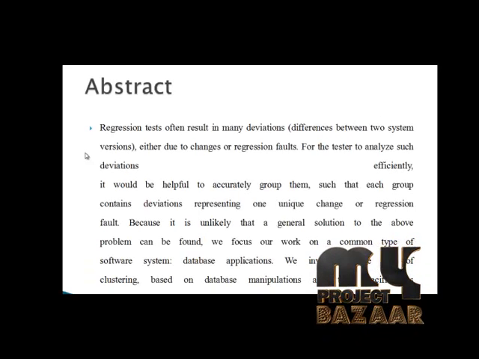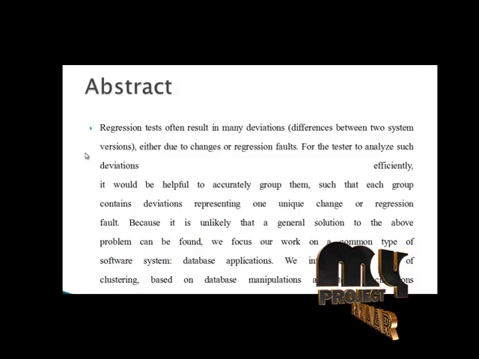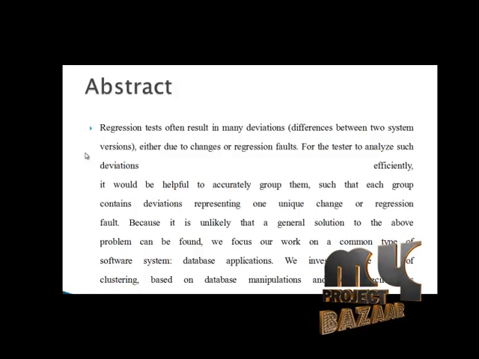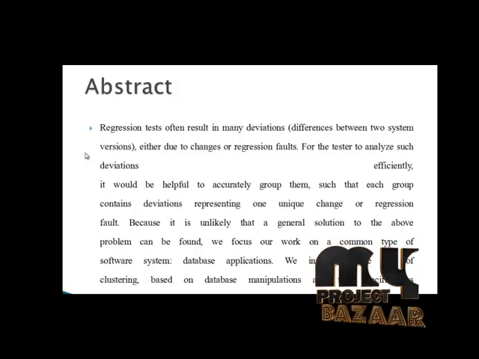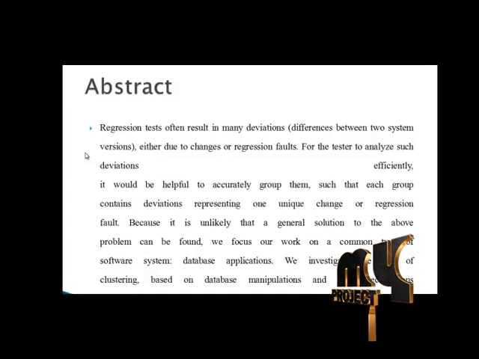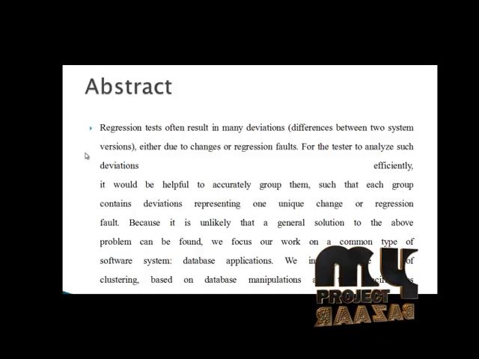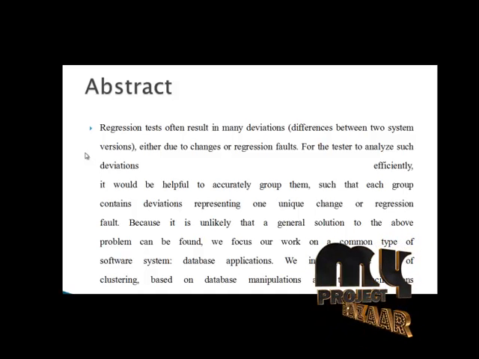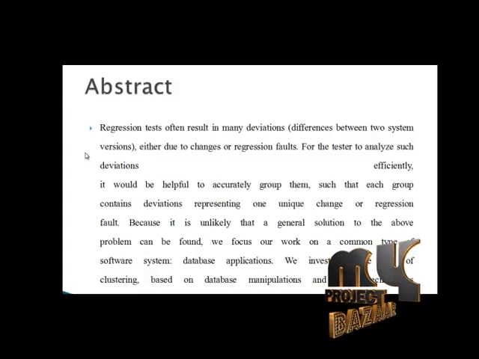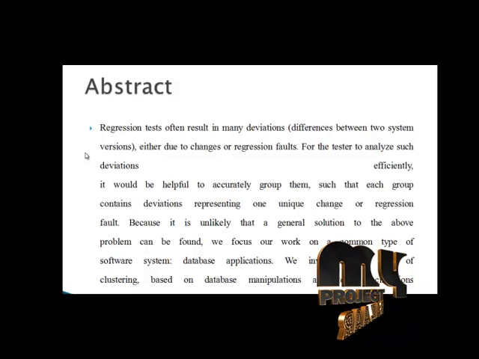Let me see the abstract. Regression testers often result in many deviations: differences between two system versions, either due to changes or regression faults. For the tester to analyze such deviations efficiently, it would be helpful to accurately group them such that each group contains deviations representing one unique change or regression fault.